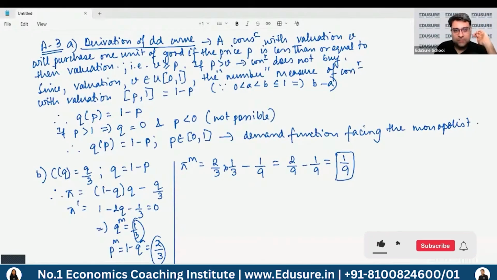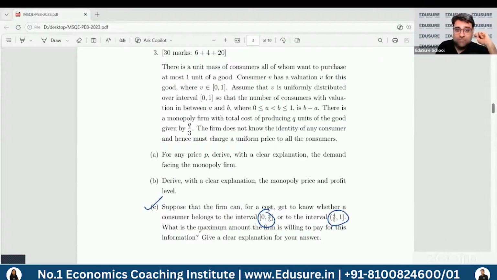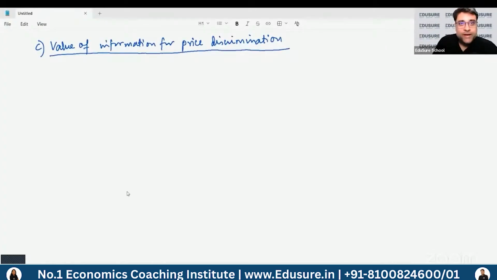Now part C, let's do part C. What is part C? Suppose that the firm can now price discriminate. There is one interval between 0 to 4 by 5, and another interval between 4 by 5 to 1. What is the maximum amount the firm is willing to pay for this information? Give a clear explanation. So this is the information where the firm gets to know. So part C, the value of information is what we need to find out.